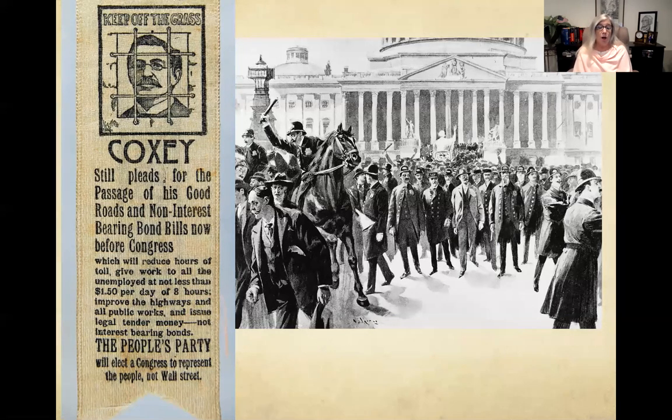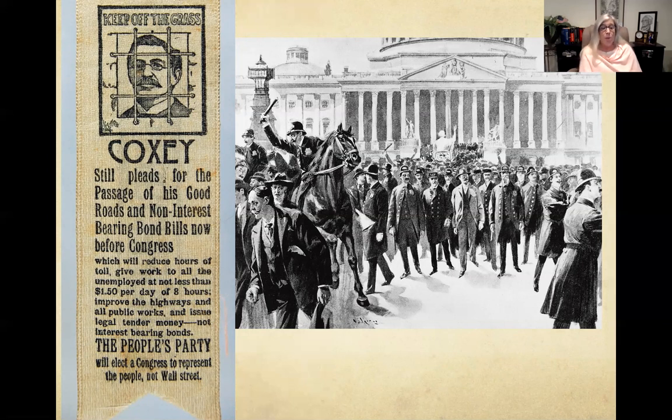So notice this bookmark, and they're tying Coxey's Army to the People's Party or the Populists. So how they ended up getting arrested is because they were on the lawn in front of the Capitol. And so notice that they've got this guy behind bars and it says, "Keep off the grass." So still pleads for the passage of his good roads and non-interest bearing bond bills now before Congress, which will reduce the hours of toil, give work to all the unemployed at not less than $1.50 per day for 8 hours. So isn't that kind of talking about a minimum wage?